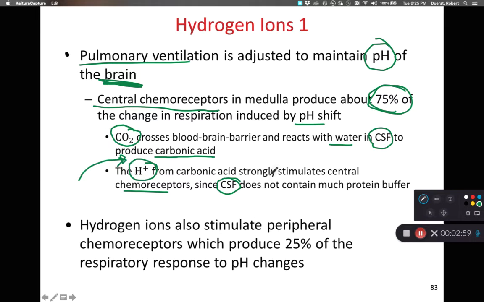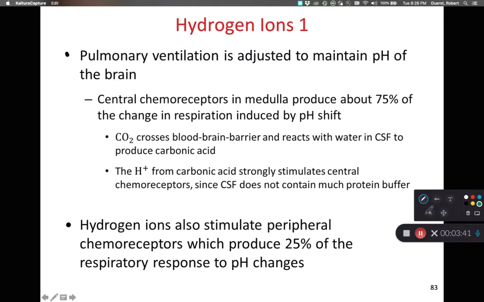So hydrogen ions have the greatest effect. In particular, hydrogen ions within the cerebral spinal fluid have a much stronger effect than hydrogen ions within the blood. Although within the blood, we still are going to have a notable effect. About 25% of the respiratory rhythm response is going to be due to blood pH fluctuations. And if you're looking at this, the 75 and 25 refers to the change in respiratory rhythm due to a blood pH fluctuation from the hydrogen ions. There are still other factors at play, the carbon dioxide and the oxygen gases.